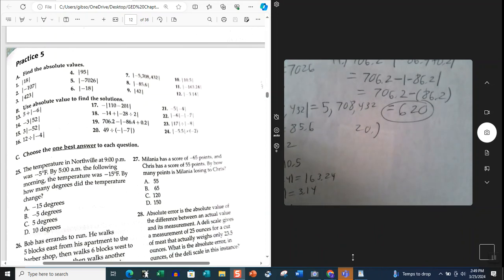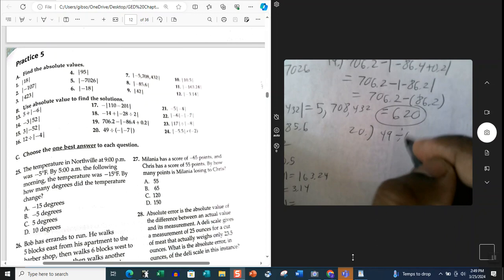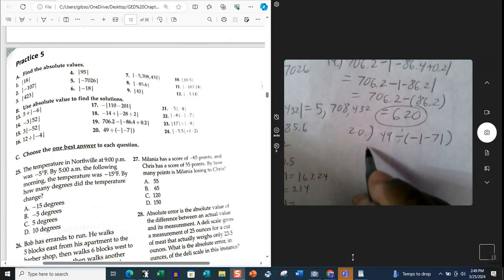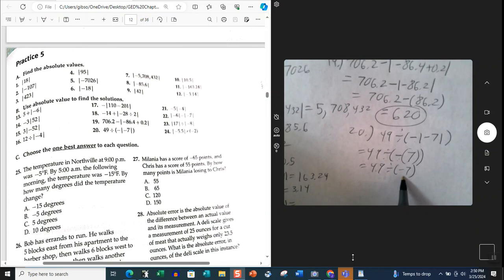Problem 20, we have 49 divided by, parenthesis, negative, absolute value of negative 7. So now we have 49 divided by, in this parenthesis, we got the opposite of the absolute value of negative 7, which is just 7. So now we have 49 divided by the opposite of 7, which is negative 7. So 49 divided by negative 7 is just negative 7.